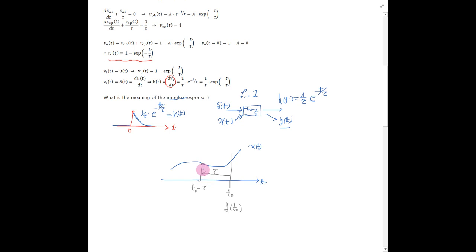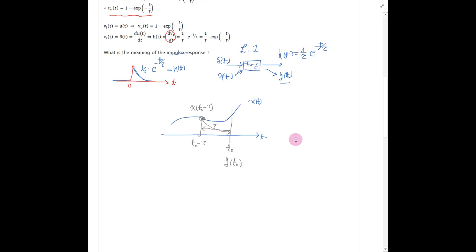So this output will be x(t0 - τ). This input will be affecting the output somehow. We would like to figure out what relation shows up in that process. To figure that out, I would like to write down the sampling function like this one.